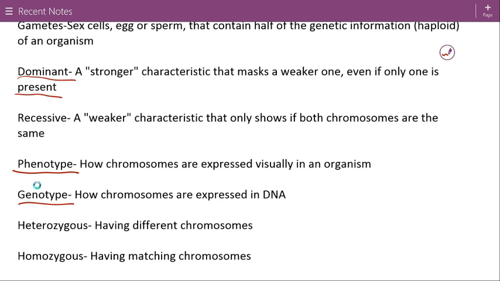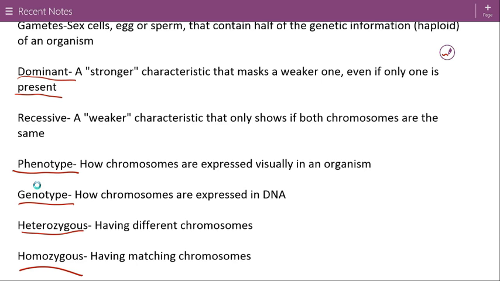But then the genotype is how the chromosomes are coded. So say for eye color, they could have one that's for brown and one that's for blue, and that would be their genotype, when we're talking about what their individual codes are. But the phenotype, they're still going to end up with brown eyes. Now, we have heterozygous and homozygous. Heterozygous is when there are different chromosomes, so again, the one brown and the one blue. Homozygous: if someone had blue eyes, they would have to have two genes for blue eyes.